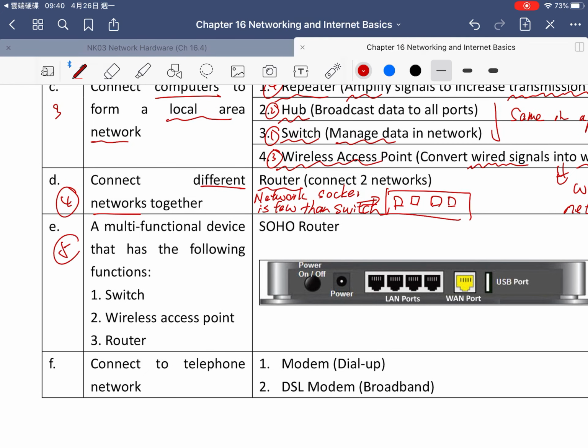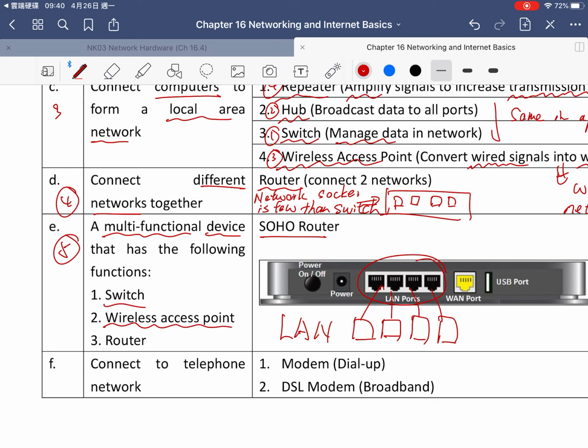And then the fifth one, a SOHO router. It is a multifunctional device. It integrates a lot of functions, including switch, so that you can connect computers in your home together to form a LAN. And also there is a wireless access point, so you can connect wirelessly to your smartphone. And also there's a router. The router has the WAN port you connect to the ISP, Internet Service Provider, for example Hong Kong Broadband, such that you can connect your LAN to the internet, another network.